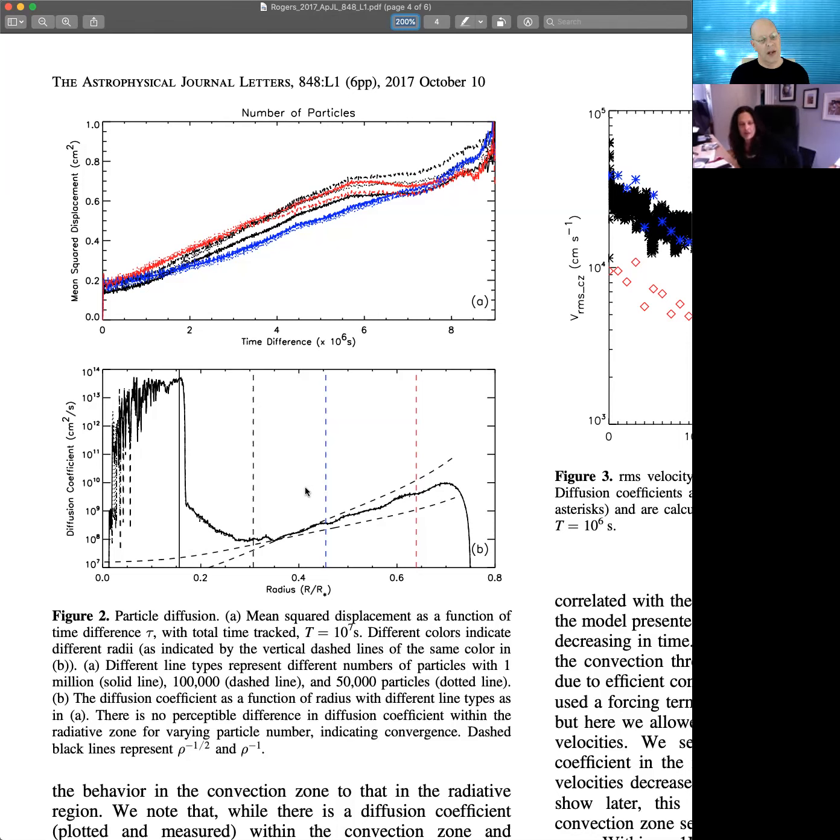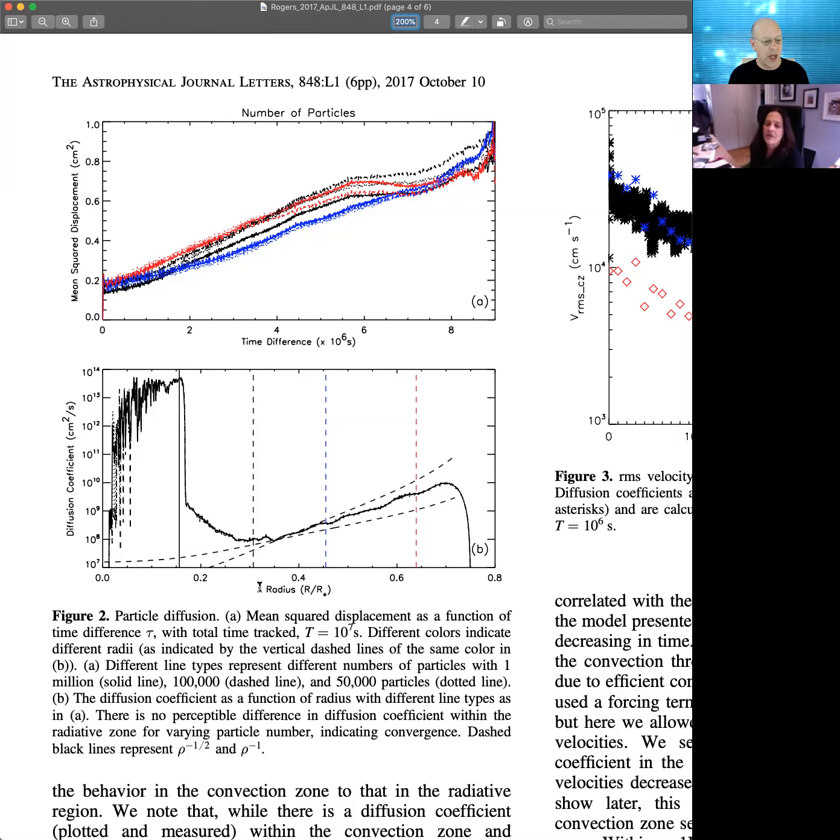So then we looked at this diffusion coefficient as a function of radius for a lot of different models with different parameters and different numbers of particles. We varied all the things we could vary, and the actual amplitude of the diffusion coefficient varies a little bit, but that profile with an increase towards the surface doesn't vary. It's robust.